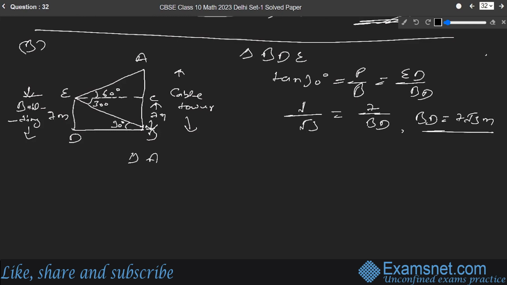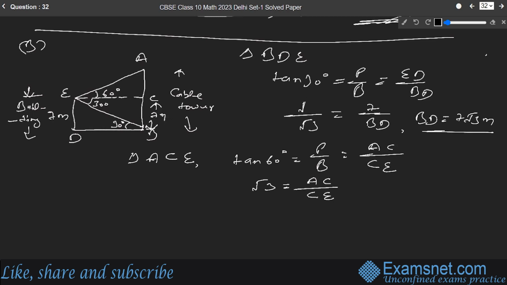Now let us take triangle ACE. In triangle ACE, if you apply tan 60 degrees, then what you get is perpendicular over base again. The perpendicular of triangle ACE is nothing but AC divided by CE. Now tan 60 value is nothing but root 3. So root 3 is equal to AC divided by CE.